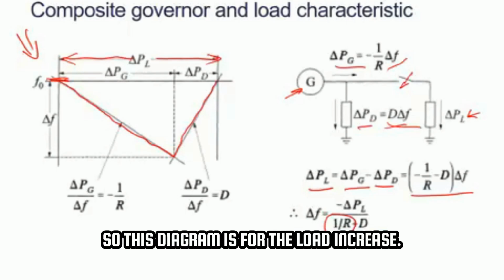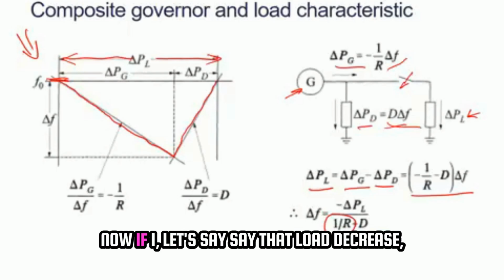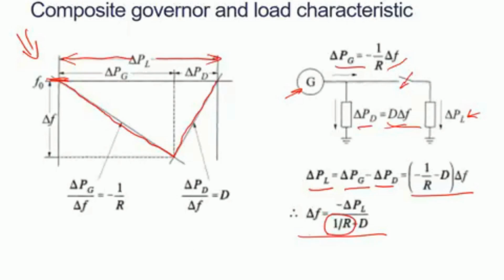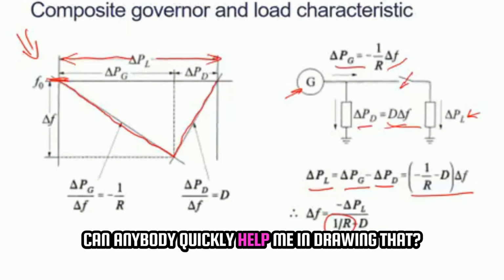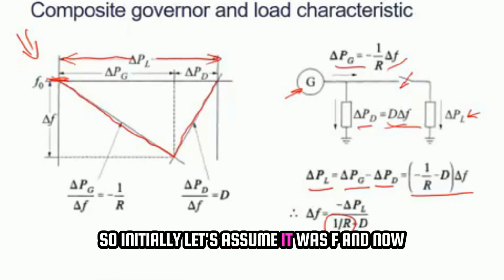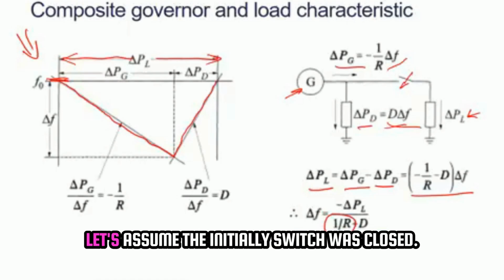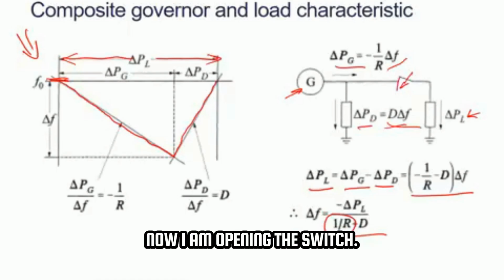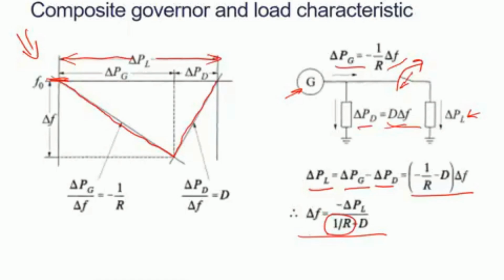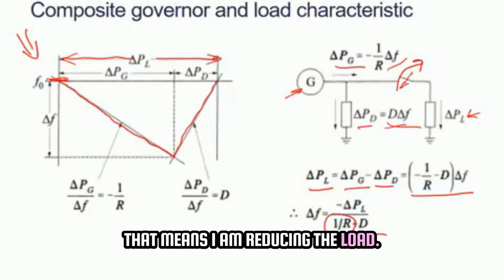So this diagram is for the load increase. Now let's say the load decreases, then what will be the diagram? Can anybody quickly help me in drawing that? So initially, let's assume it was F naught, and the switch was initially closed. Now I am opening the switch. That means I am reducing the load. Now what will happen?